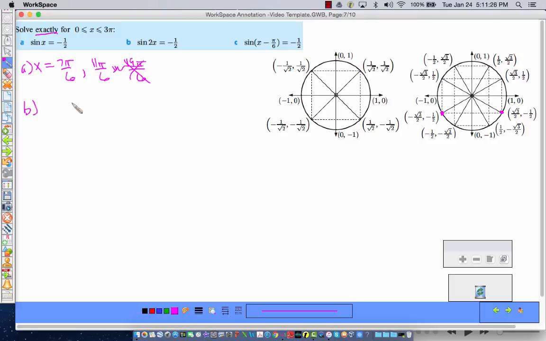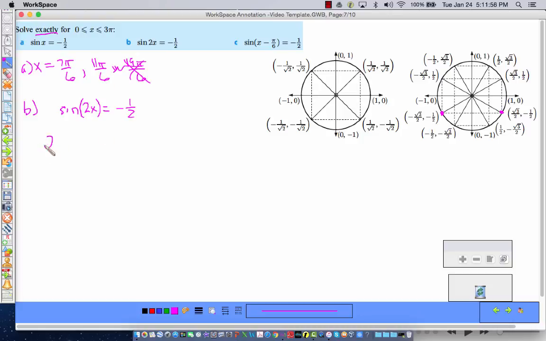Okay, so now let's do part B. We have sine 2x equals -1/2. Instead of x, like we had here, we have 2x. So let's think about that. We know that sine is equal to -1/2 at 7 pi over 6 and at 11 pi over 6. So whatever we're taking the sine of, which in this case is 2x, we have to end up with 7 pi over 6 and 11 pi over 6.